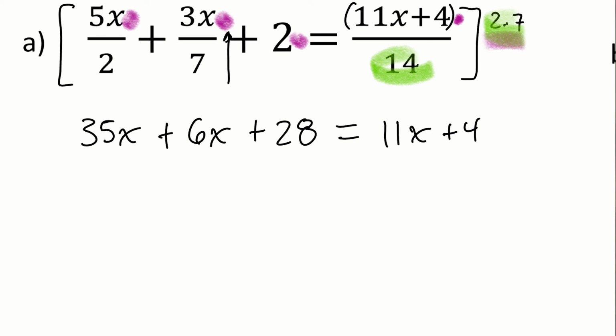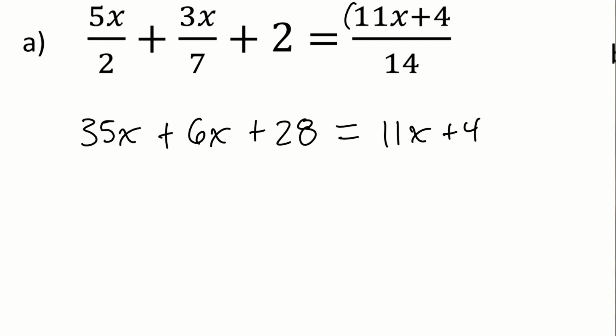At this point, I just want to appreciate the fact that this looks much better than the original equation. In fact, let me get rid of all of the stuff that we've done there. That transformation alone was well worth thinking about fraction busters and eliminating the fractions. Over on the left-hand side, 35 and 6 make 41x plus 28. That's going to equal 11x plus 4.